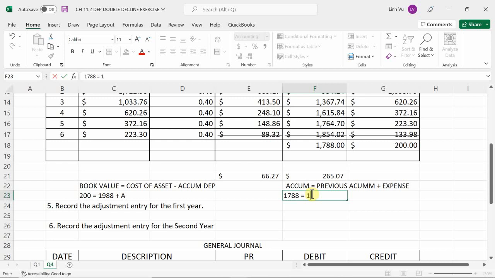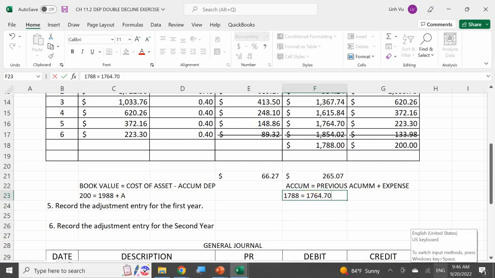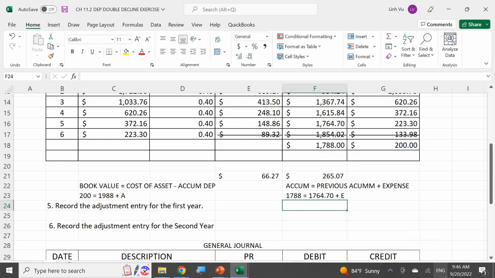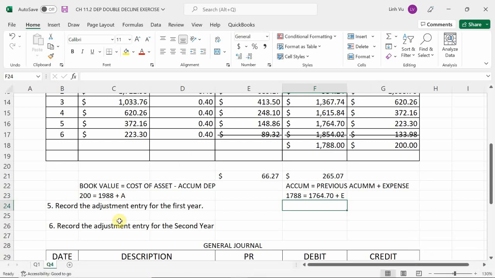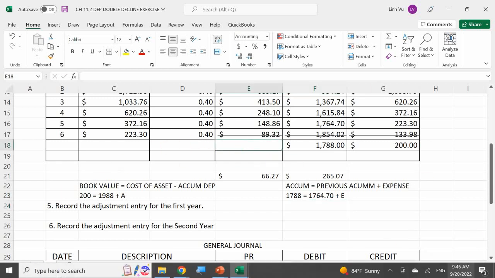What was my accumulated depreciation? How much depreciation did I rack up as of year 5? 1764.70. 1764.70, right? And I need to add my expense, so I'm going to put E. How do I solve for that? If I know that much information, how do I solve for my depreciation expense?